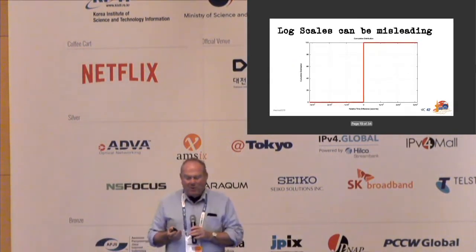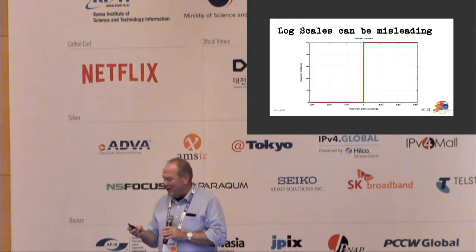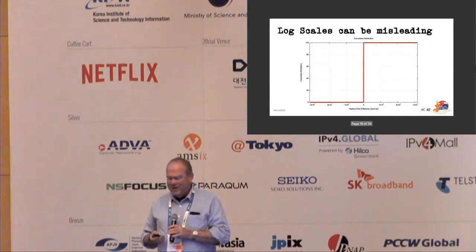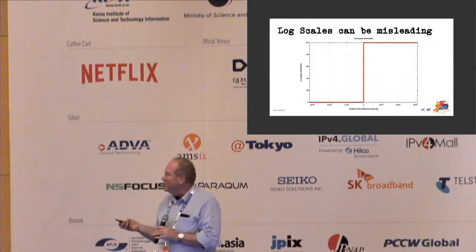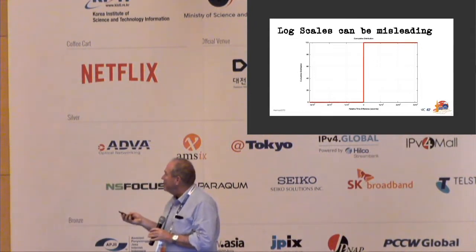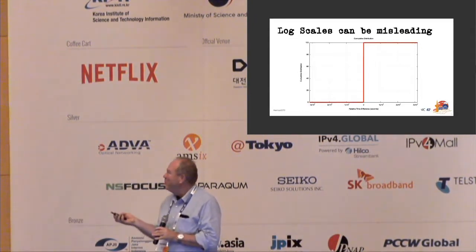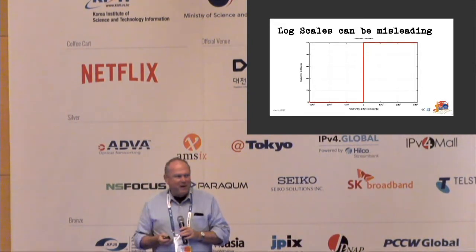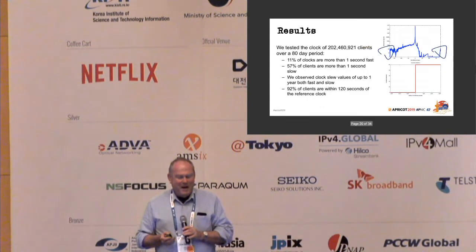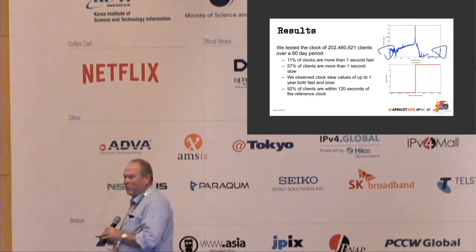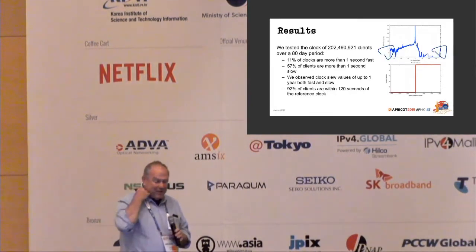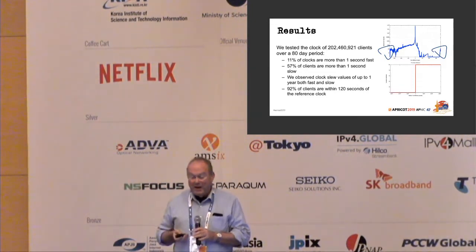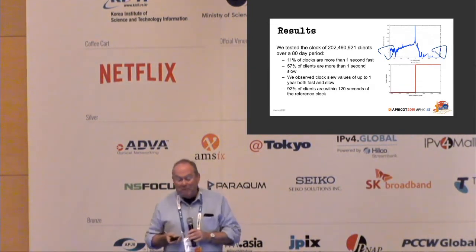So start to look a little bit harder. The first thing is it's a log scale. And don't forget, what is big in a log scale is not that big. So we are talking about the lunatic subset, okay? Most of you are fine. Most of you roughly agree on the time, but a small number of you are just completely wacko. How wacko? Well, we tested an awful lot of folk, 202 million of them over an 80-day period. 11% are more than 1 second fast, which I think is actually a really big number. It shouldn't be that high. 57% are more than 1 second slow.